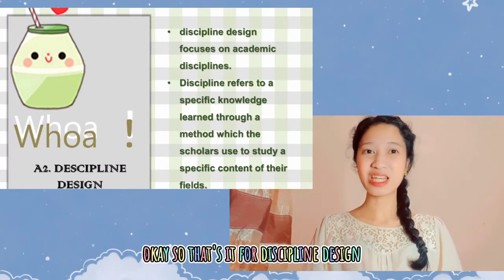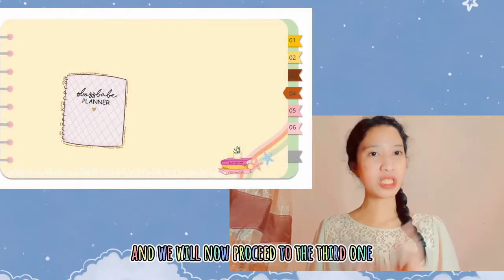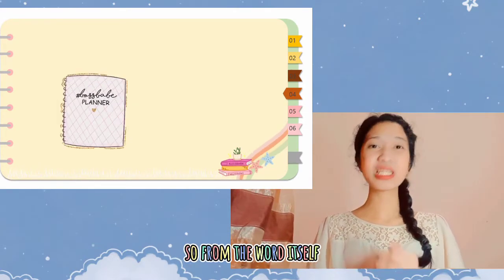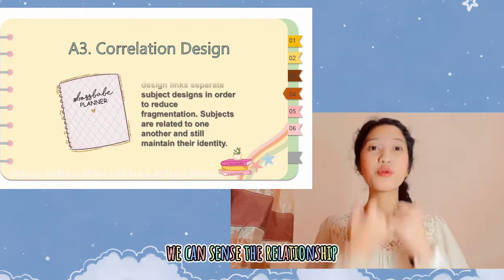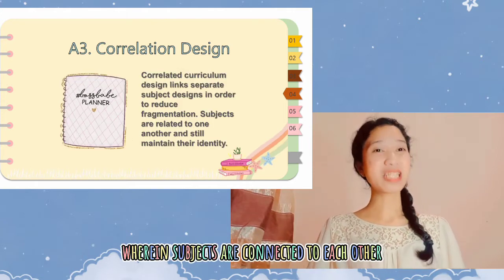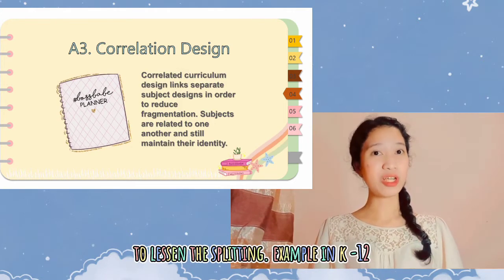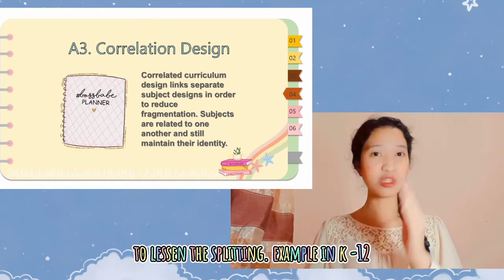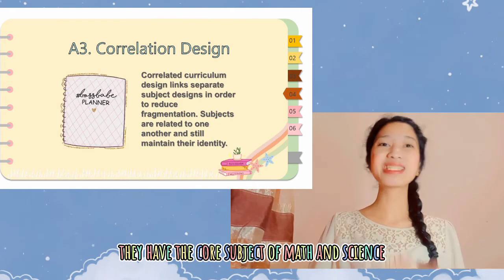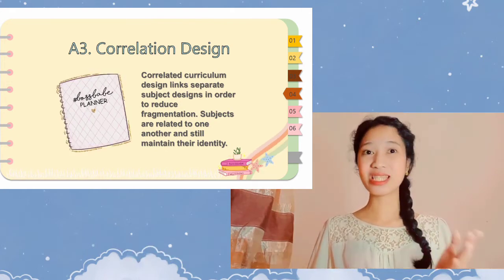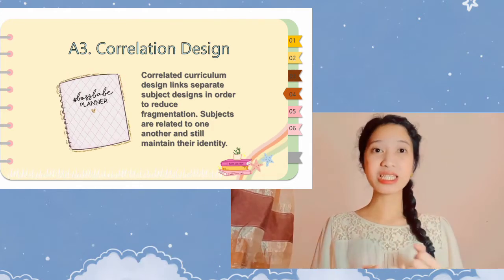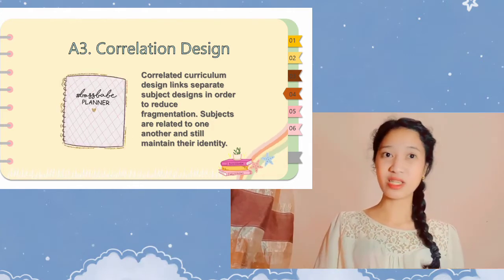Okay, so that's it for discipline design, and we will now proceed to the third one, which is the correlation design. So from the word itself, we can sense the relationship, because that is what correlation design is, wherein subjects are connected to each other to lessen the splitting. Example, in K-12, in the STEM strand, they have the core subject of math and science. Kaya if we hear the strand name STEM, we will know what subject they focus on. They will link the subject nga ma-form ang kana nga specific nga course.